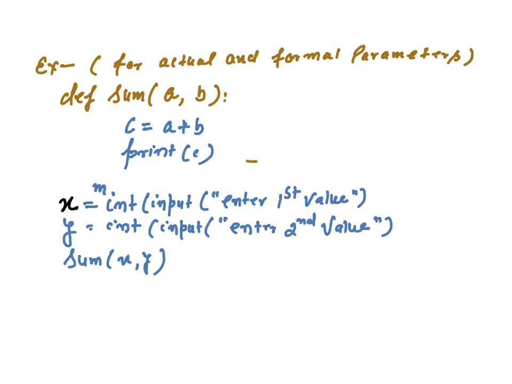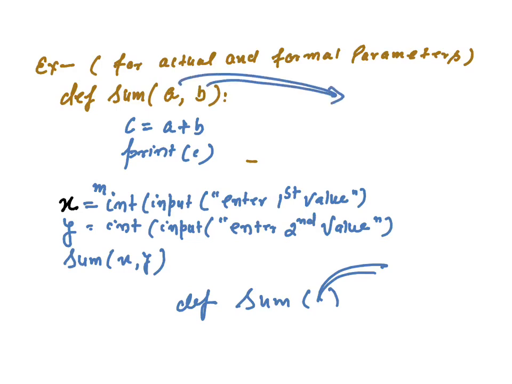For actual and formal parameters, you see here the example. The first example: in the previous video you calculated the sum of two variables using a function without arguments. We were not using arguments, as the definition of that function was just this sum, no parameters were there. But here we are using the parameters a and b. These two are the parameters here.